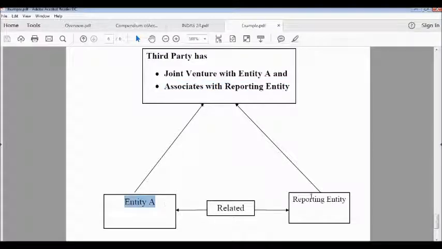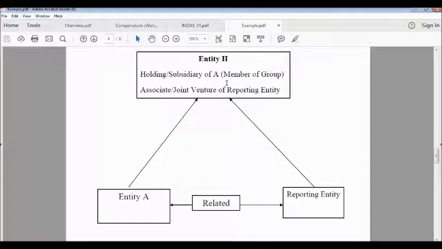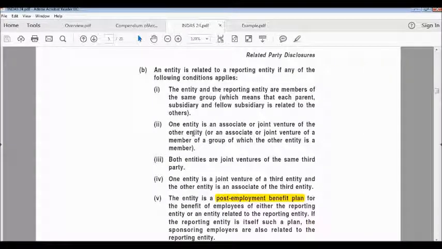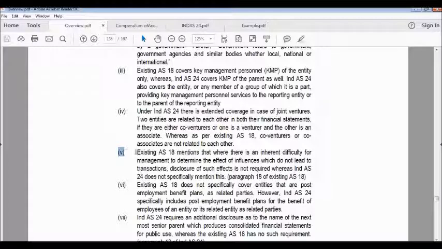Earlier this was not there, and this one was also not there, but under Ind AS 24 this clause is also covered, and then this one too. These were not there earlier, but now under Ind AS 24 there is extensive coverage regarding joint ventures. So this is the fourth difference, which is also very important in respect of those two standards. The next difference is not much relevant to you guys.